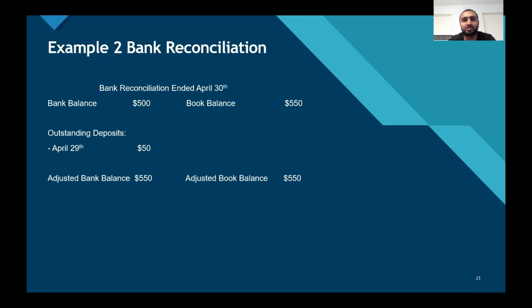So this is to reflect the bank reconciliation process, right? For the book balance, we know that it was $550. And for the bank balance, what we do is we just account for it. So we had $500 coming into the bank statement. And for April 29th, we just add in the $50. And then the adjusted bank balance is $550. And the adjusted book balance is $550. So therefore, there are no errors or discrepancies.